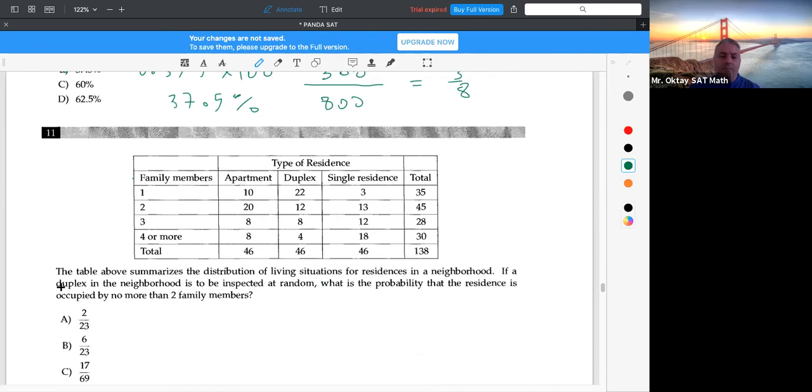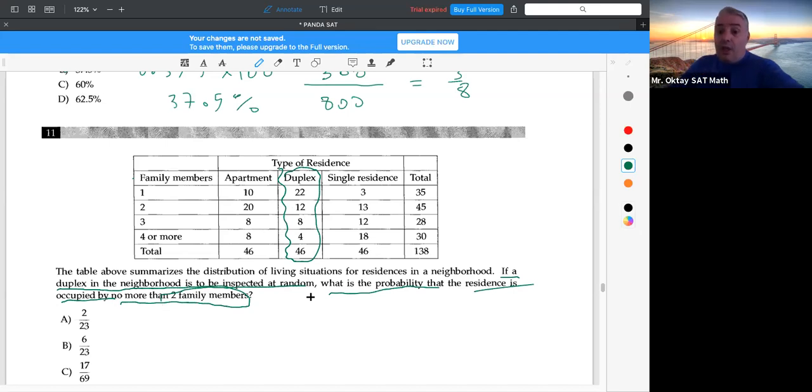11. The table above summarizes the distribution of living situation for residences in the neighborhood. If a duplex in the neighborhood is to be inspected at random. So one more time, if a duplex in the neighborhood is to be inspected at random, we are working on this one right now. So these are the duplex category vertically. What is the probability that the residence is occupied by no more than 2 families?